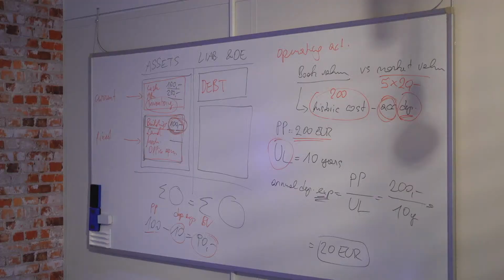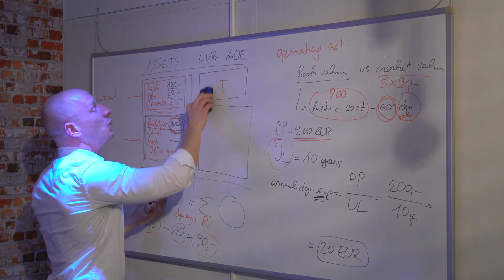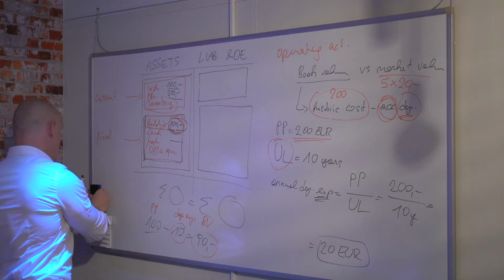Very similar to the assets, you can also group liabilities, so debt, in different ways. The most important split for finance is this. Broadly speaking, we only need to distinguish between two different kinds of liabilities.